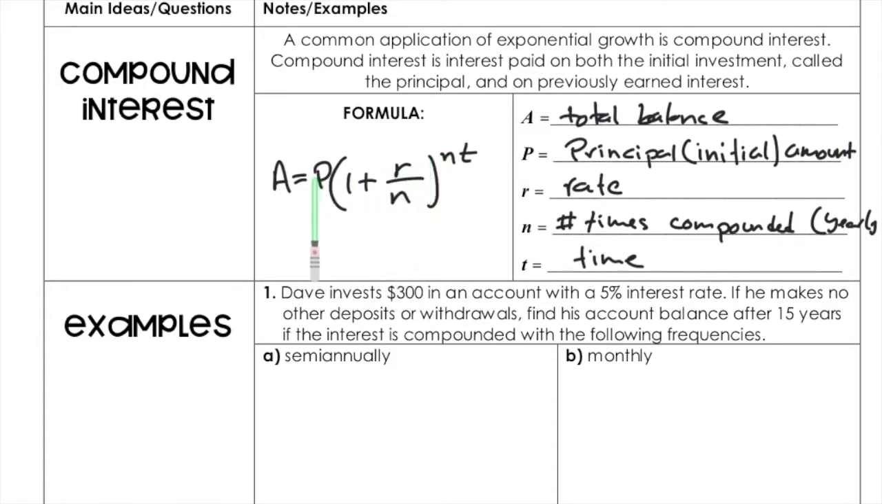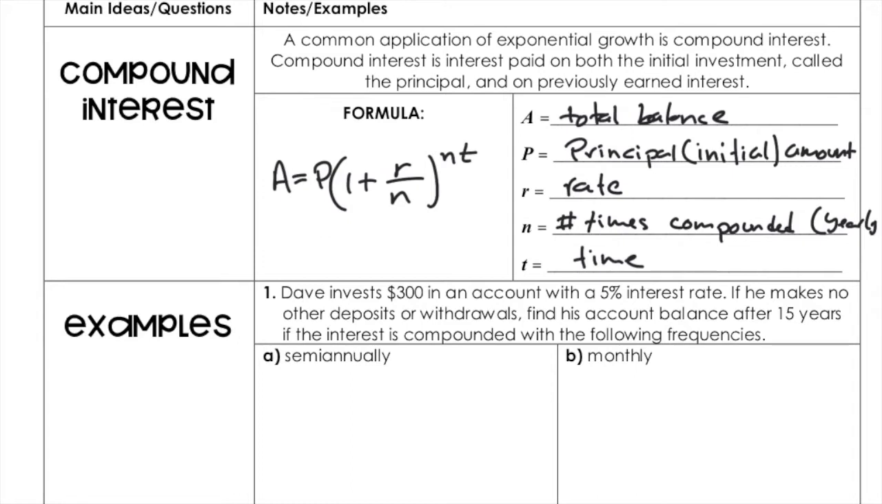So I have A equals P, that is the principal, times (1 plus R over N) to the N times T, right? Where A is the total balance, P is the principal or the initial amount, R is the rate, again in decimal, N is the number of times compounded in a year, right? How many times it is compounded in a year, and T is the time.